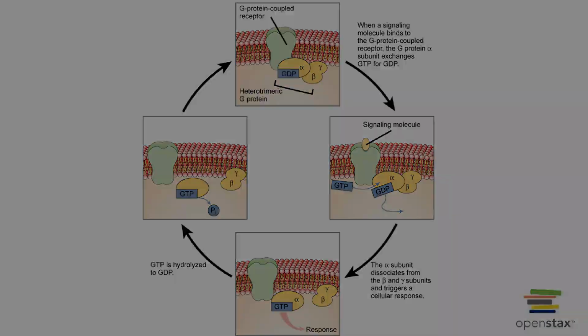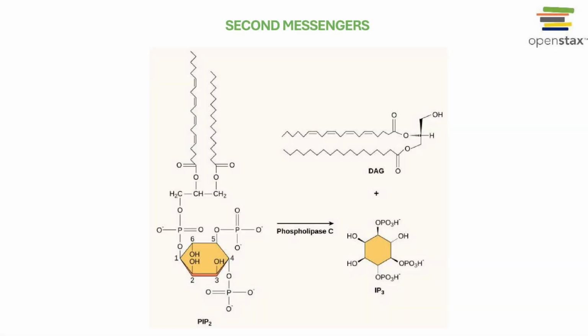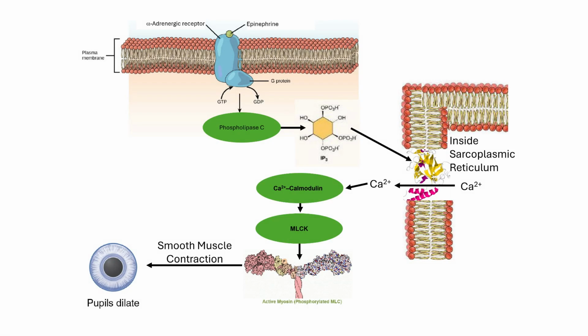second messengers. Inositol triphosphate, abbreviated IP3, is an important example of a second messenger. The enzyme phospholipase C produces IP3 from a phospholipid in the cell membrane that we can call PIP2. IP3 is produced when epinephrine and norepinephrine activate alpha-adrenergic receptors.